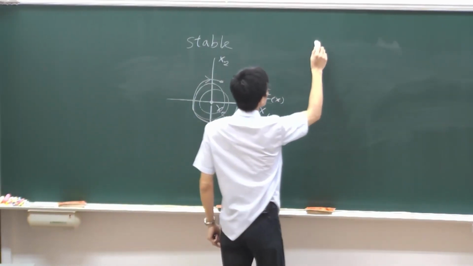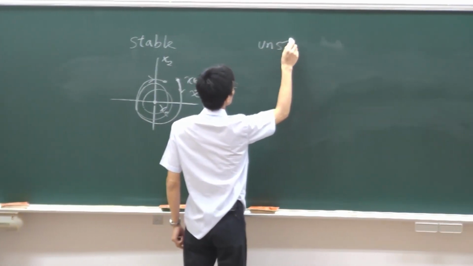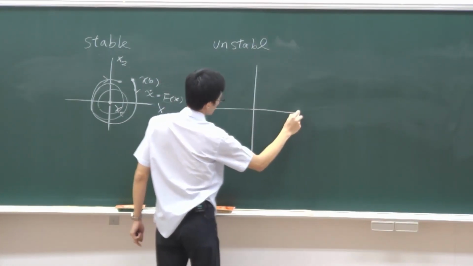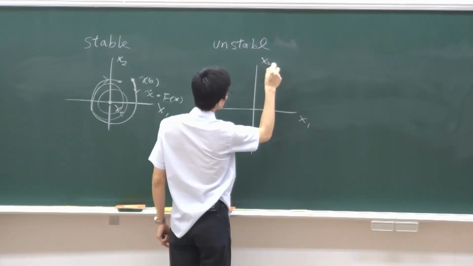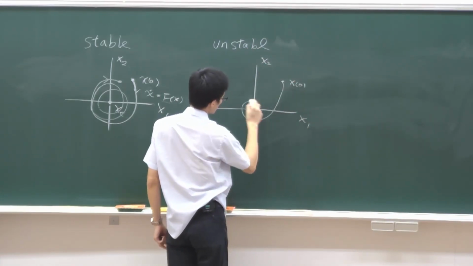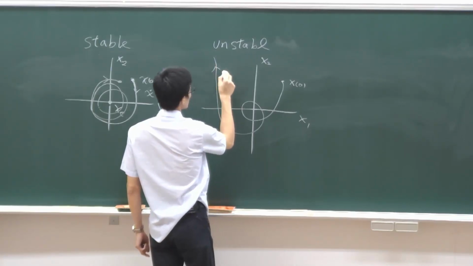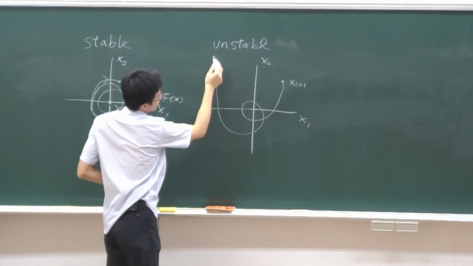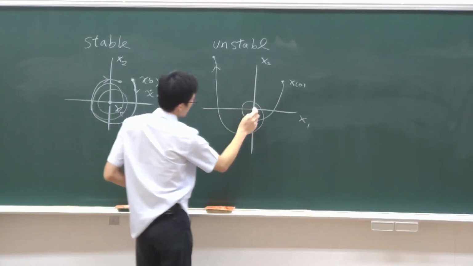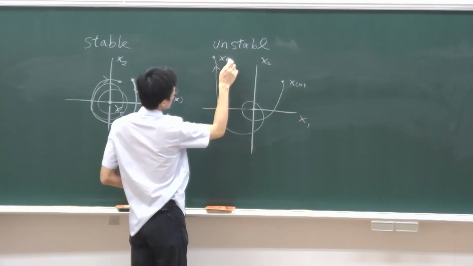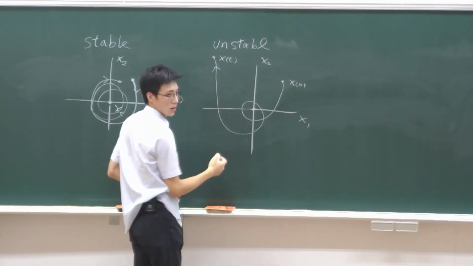For unstable, start from here, you can go anywhere and diverge, right? And here is not bounded. The distance between this state, which is x(t), to the equilibrium point is not bounded.